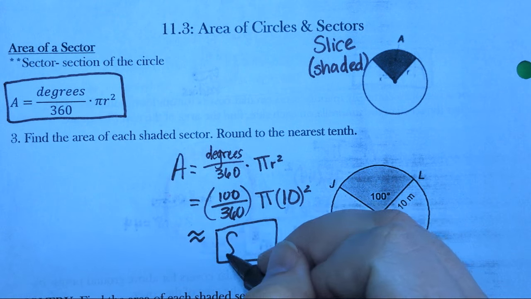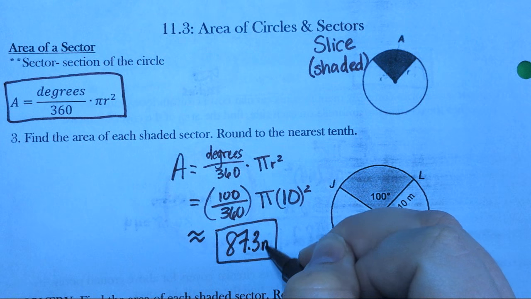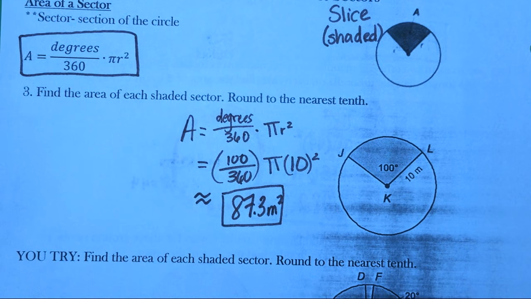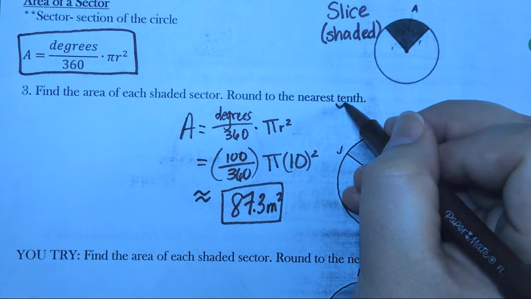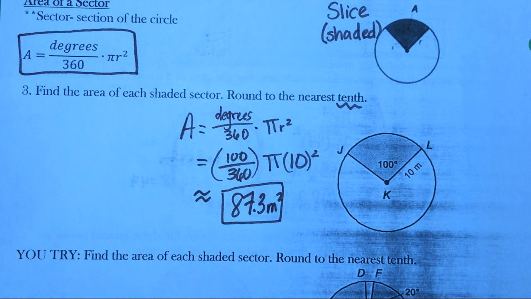87.3. Okay, and Will actually read the directions. It said nearest tenth, so 87.3. You can type that entire line in your calculator just like that.